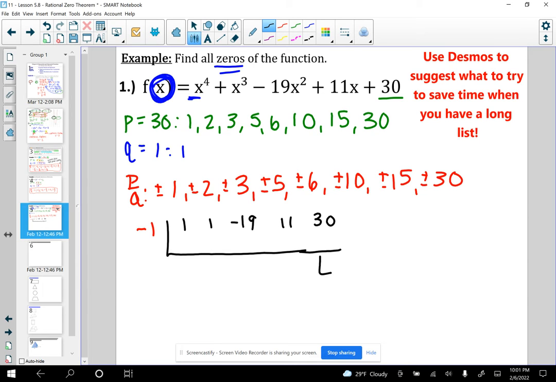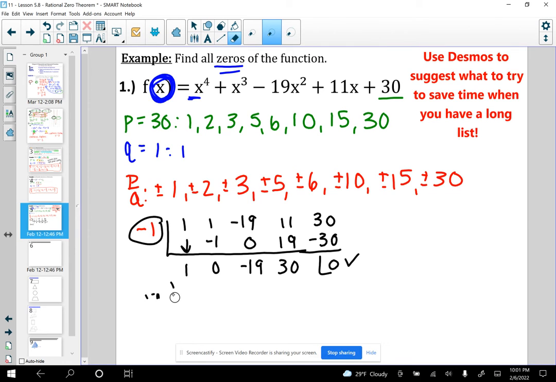And what we're looking for is that remainder of 0. That will show that it is a 0. Now we just saw Desmos, so we know this is going to work. But bring down the 1, multiply, add, multiply, add, multiply, add, multiply. Aha, it did work. Okay, we know that is a 0, which means x plus 1 is a factor.